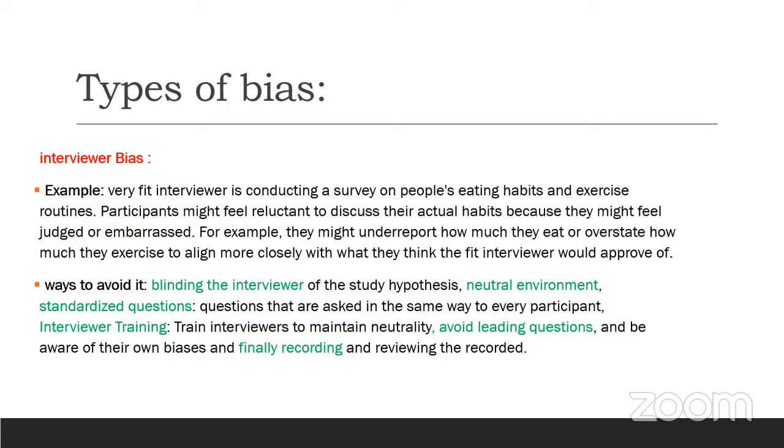The ways to avoid this are blinding the interviewer to the study hypothesis, neutral environments, and standardized questions, meaning questions that are asked in the same way to every participant. Interviewer training: train the interviewer to maintain neutrality, avoid leading questions, and be aware of their own bias. And finally, recording and reviewing the records.